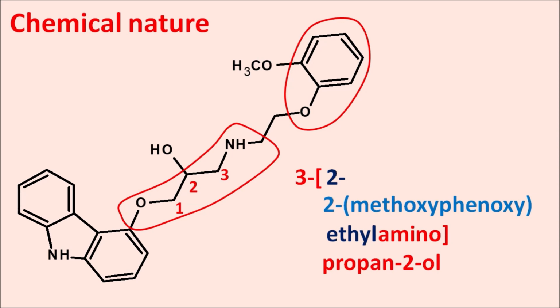Similarly, the aromatic ring system is nothing but the carbazole, which is attached at the first position. So 1-9H-carbazol-4-yloxy. It is attached to the side chain by the fourth position. So that is the complete name of carvedilol. So carvedilol, just like the other beta blockers, is an aryl oxypropanolamine derivative.